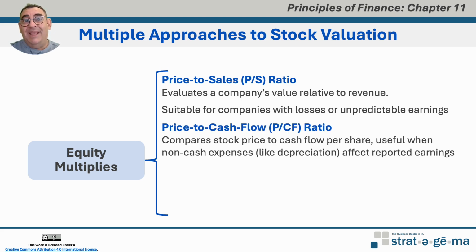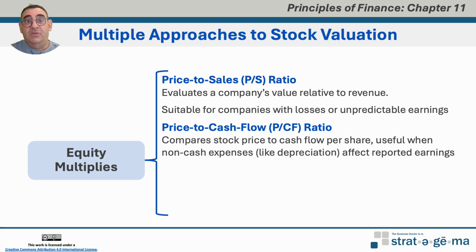We could also have price to cash flow ratio, or P divided by CF, or PCF ratio, and that compares the stock to its cash flow per share. And that might be useful when we have high non-cash expenses like depreciation that can affect reported earnings. Remember, when we're dealing with earnings from an accounting perspective, that is accounting earnings, and that can include depreciation, gains and losses, things that are non-cash related.